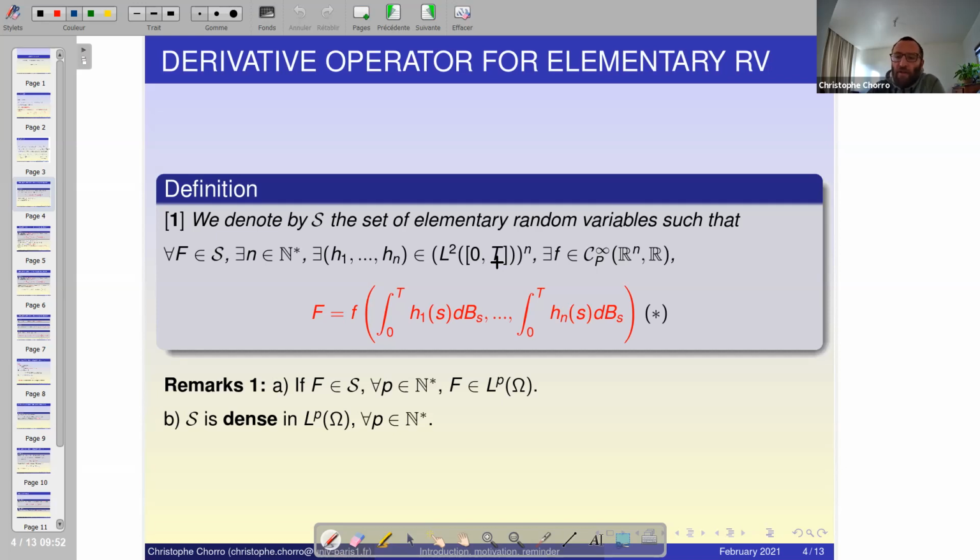If you want to simplify a little, roughly speaking, for me an elementary random variable will just be a regular mapping of Wiener integrals. Here inside I have my Wiener integrals, and by regular I mean that this small f has to be of class C infinity with polynomial growth. So it's what I will call the set of elementary random variables in this course. Okay, so I will do a few definitions.